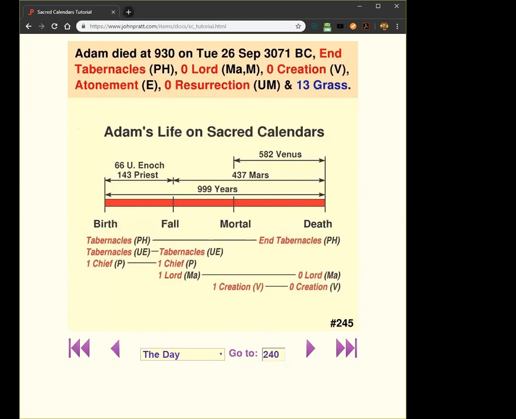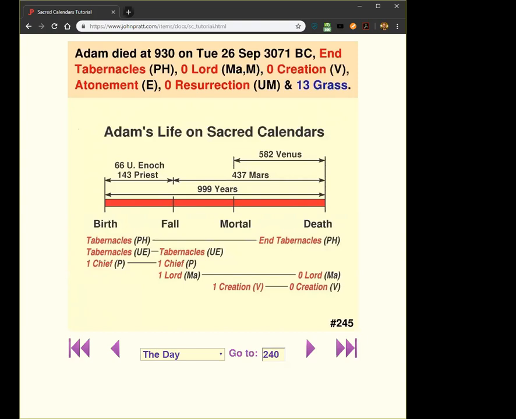On the priest calendar, it's from one chief to one chief. And if you look up above where I've got the word priest, first of all, in years from birth all the way to death, he's 999 years. He lived almost 1,000 years. And he was told that within the day thereof of the Lord, he would surely die.